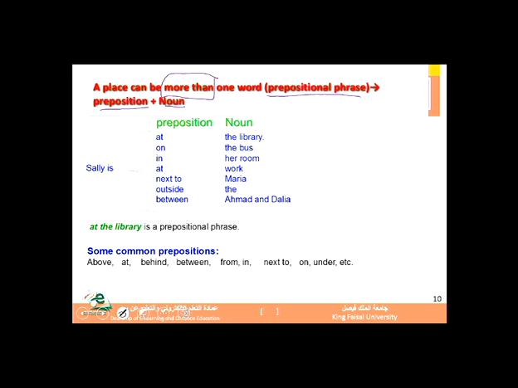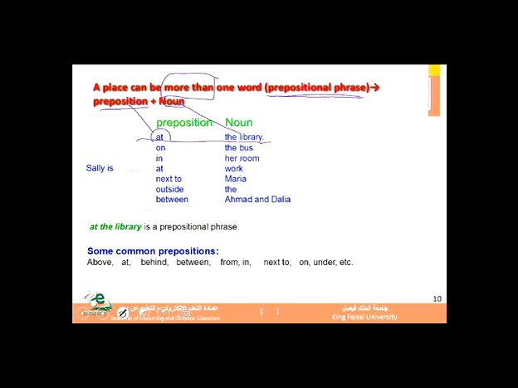Sally is at the library. Now this is what I call a prepositional phrase. It is a phrase that refers to a place, location. Now this prepositional phrase consists of two parts: a preposition, which is the word at, and a noun, which is the words the library. Together we call them a prepositional phrase.